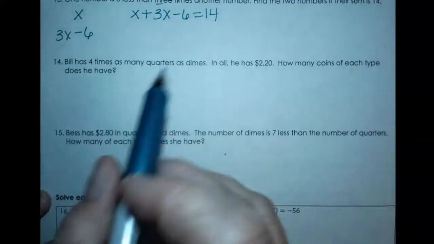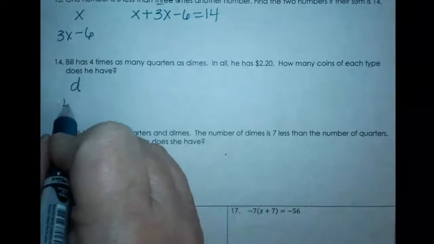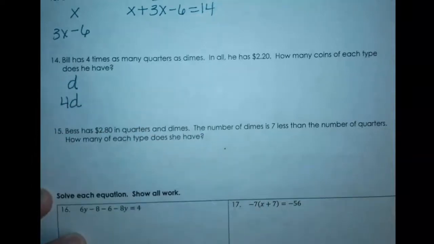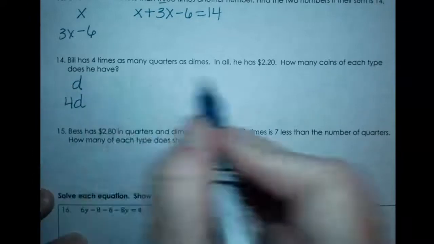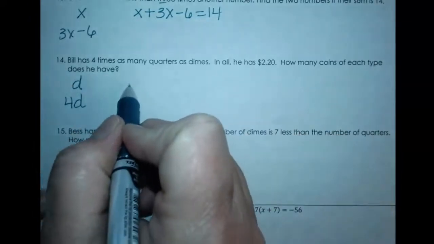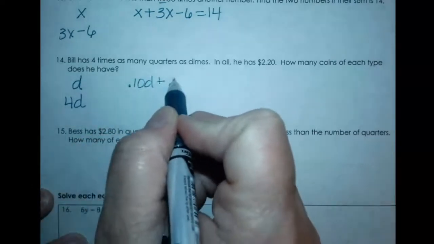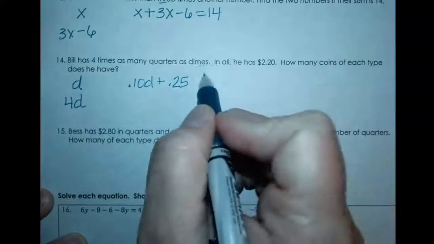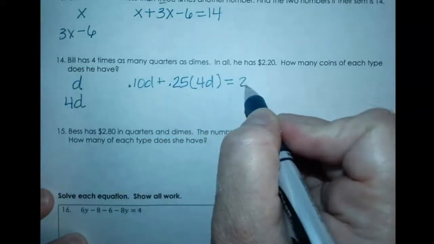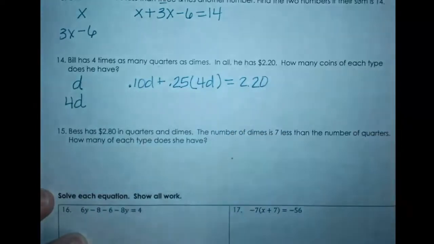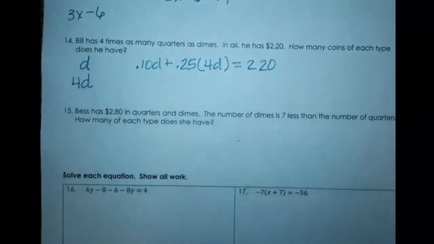So the quarters are referring to the dimes. We don't know how many dimes there are, but I know the number of quarters is 4 times as many dimes. Okay? And so a dime is 10 cents. When we add them together, we get $2.20. So a dime is 10 cents plus the quarters, and they're going to equal $2.20. You're going to finish solving that, find out how many dimes there are and how many quarters there are.